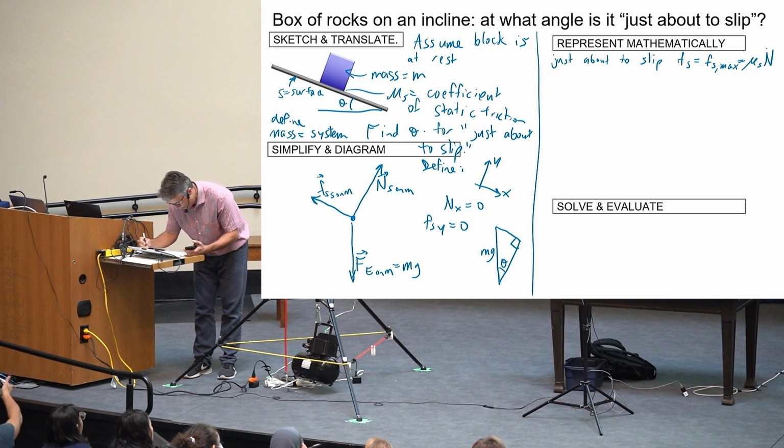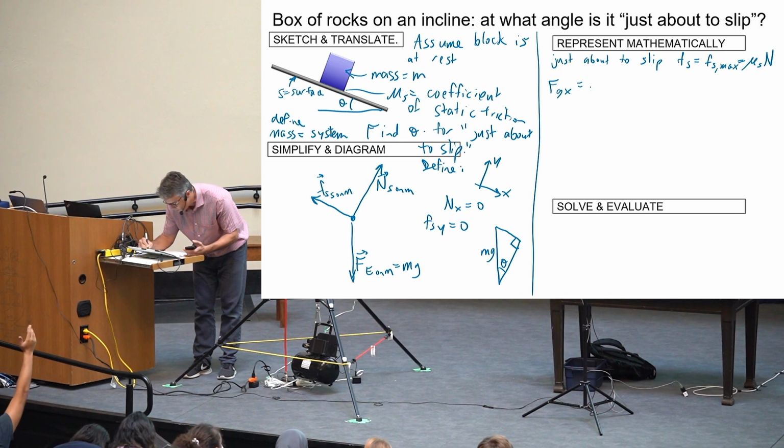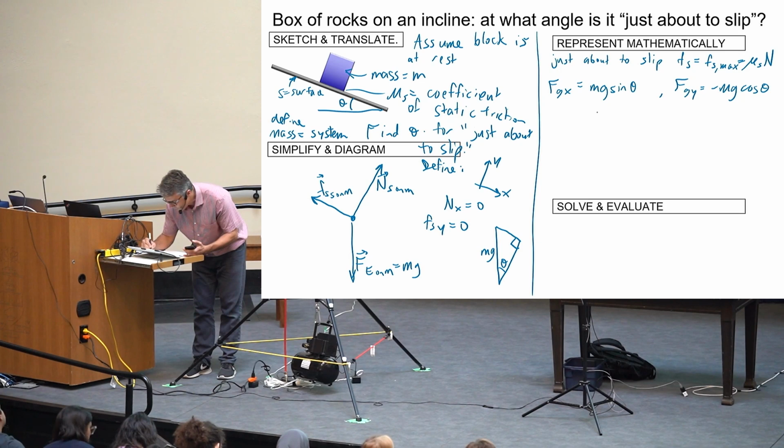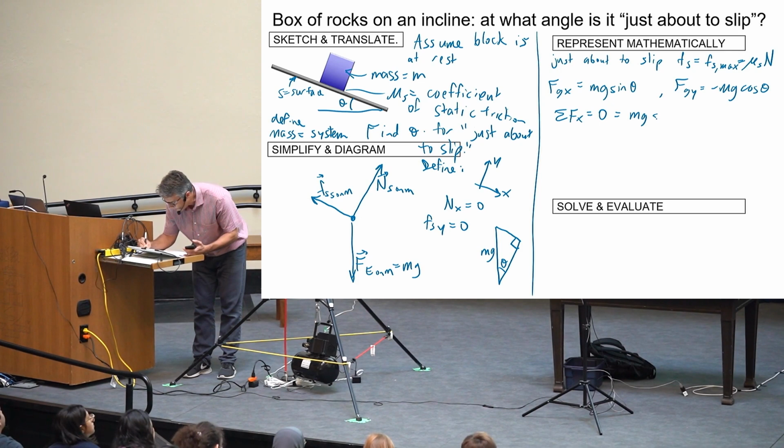And then I'm going to say that FG in the x direction is mg sine theta. I'm getting this from that triangle down there. And FG in the y direction is negative mg cos theta, I think. And so the sum of all forces in the x direction is equal to 0. So that's going to be mg sine theta minus the static friction.